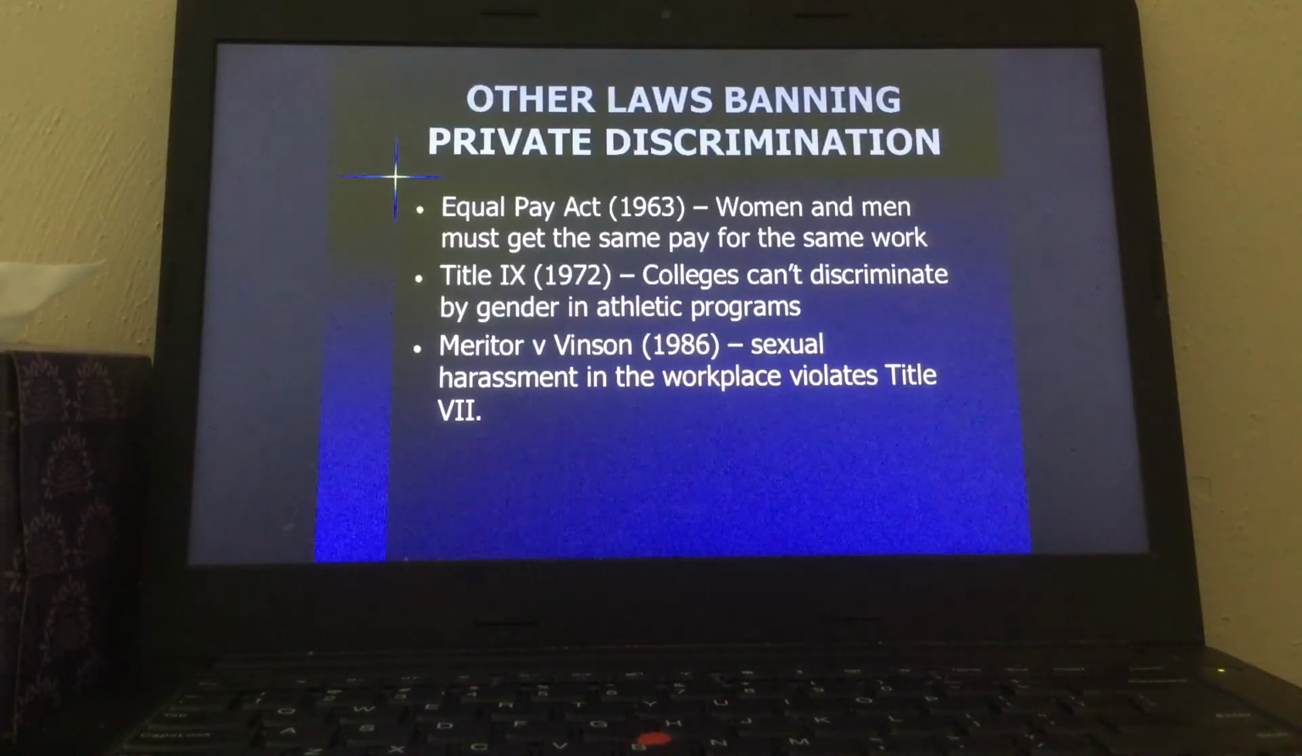Your employer has the responsibility to create a workplace environment that is not hostile on the basis of race or gender or religion.